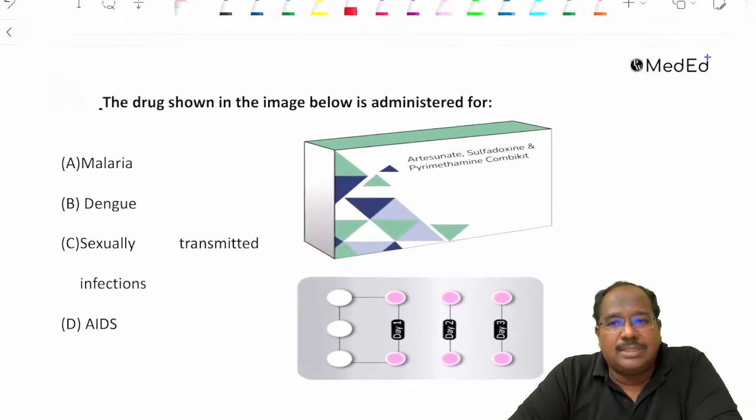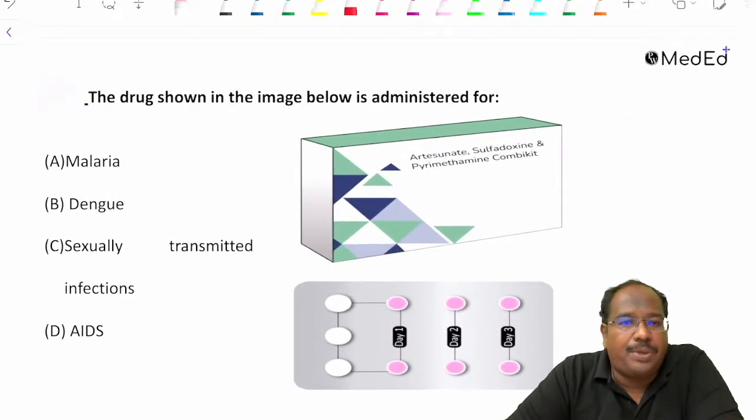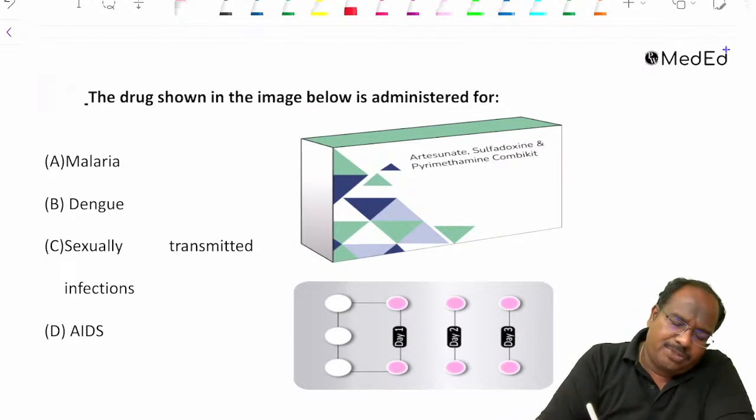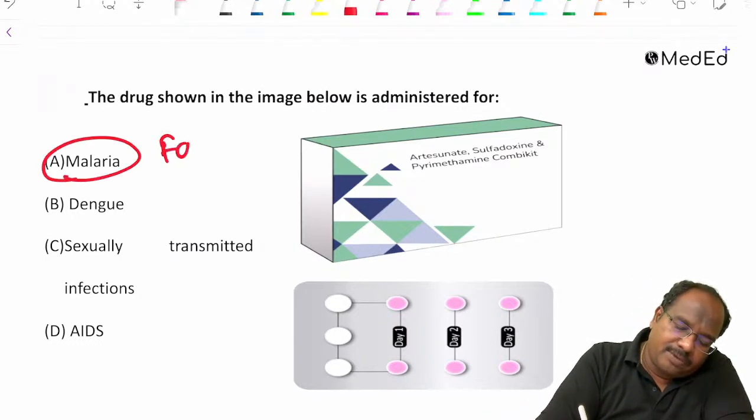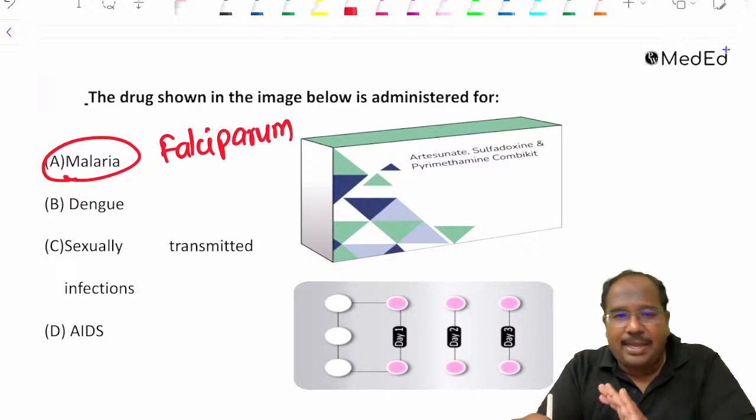Straightforward question, guys. Okay, it's in past PYQs. So what is this? The artesunate sulfadoxine pyrimethamine combination. What is this? This is malaria. Which malaria? The question is very specific. Falciparum malaria. Okay, we can give it in falciparum malaria.